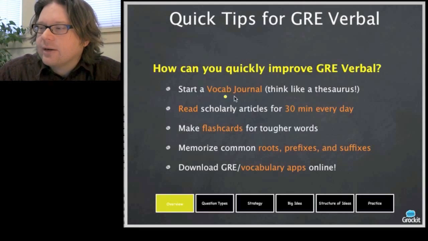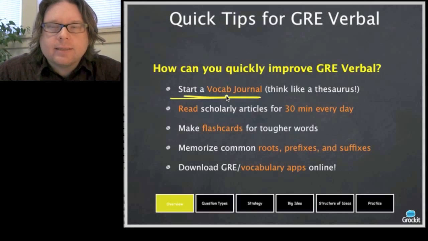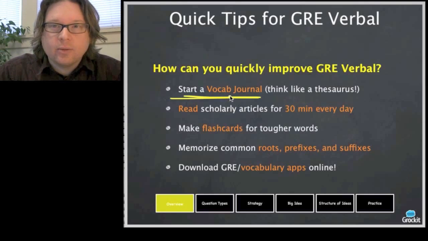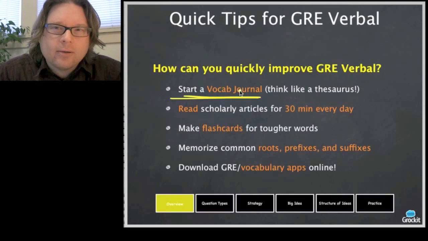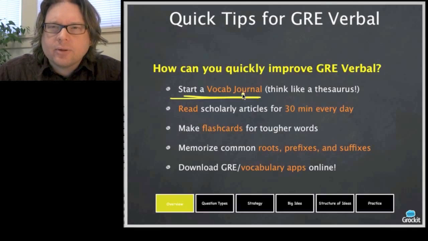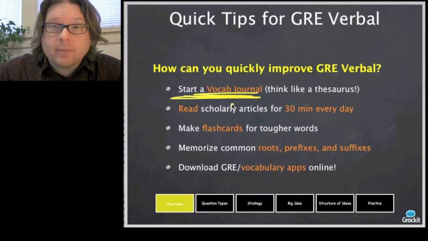In terms of other stuff, start a vocab journal. Think like a thesaurus. What this means is keep a list of words that you run into in everyday life, in your reading if you're still in school. If you're doing any advanced reading in your chosen field, go look for articles and books on the topic. When you come across words you don't know, keep a journal of them. And when you look up those words, look for other words that mean similar things.